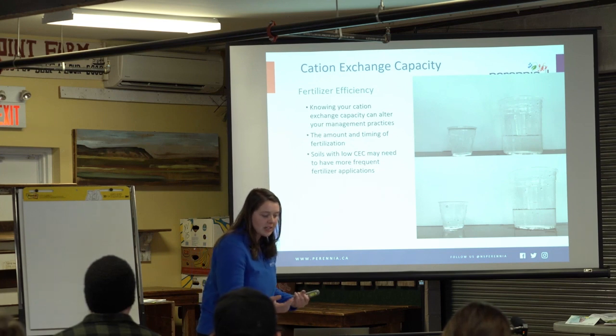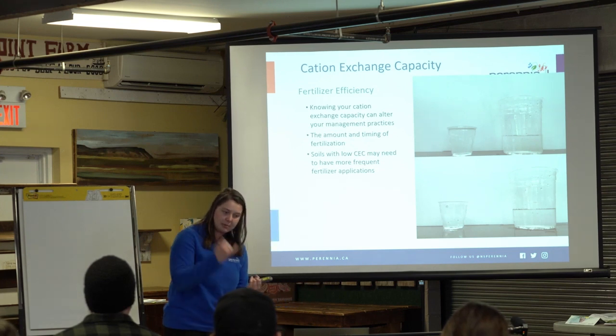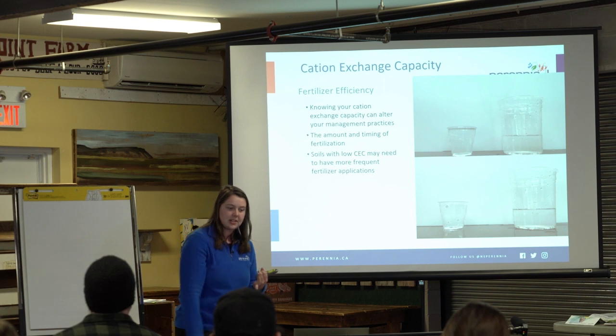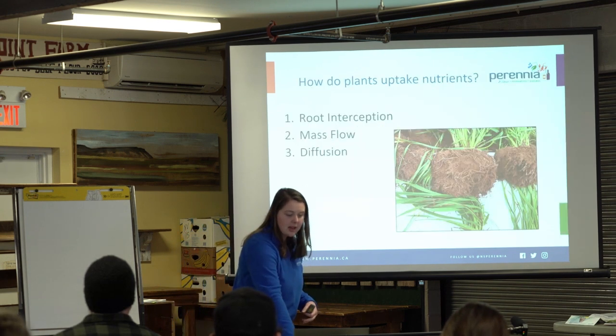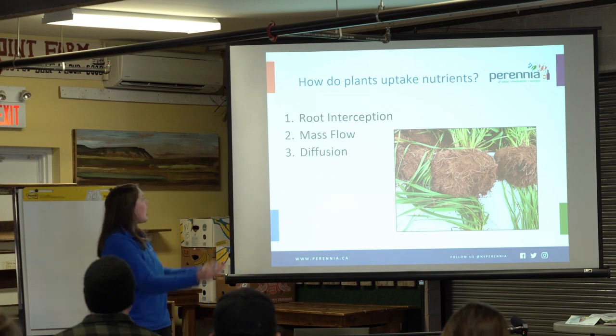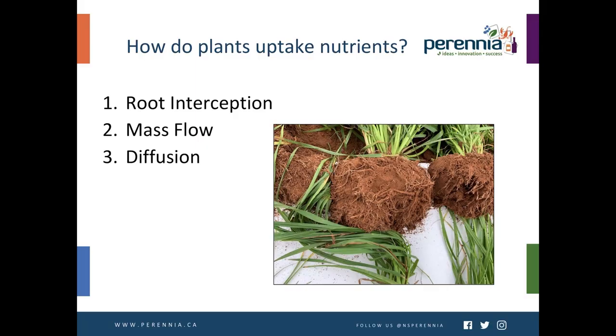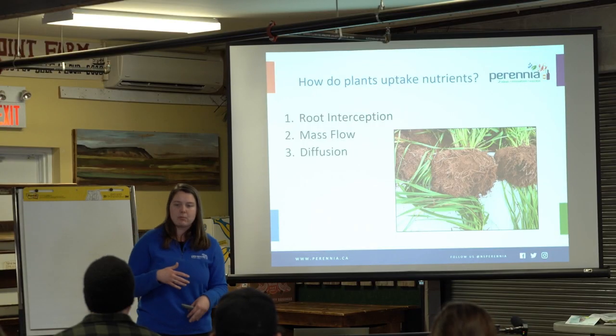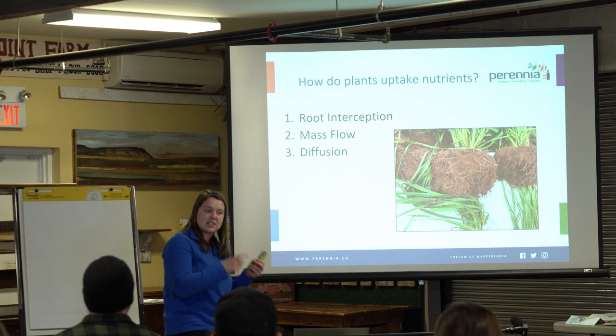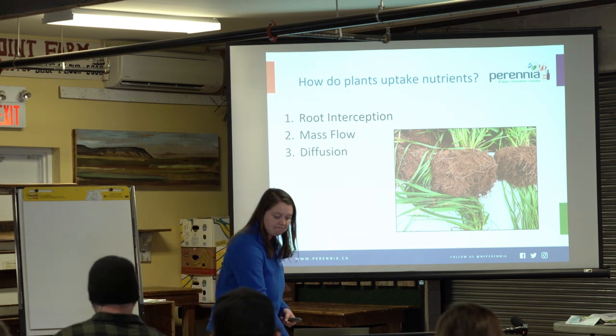So we've talked about how your nutrients need to be in a plant available form, and that they need to be in soil solution and how they get there. Once that happens, how is the plant actually taking up these nutrients? There are 3 different ways that plants will take up nutrients: root interception, mass flow, and diffusion. I'm just going to go through them very quickly, and we'll talk about them more when we get into the specific nutrients.